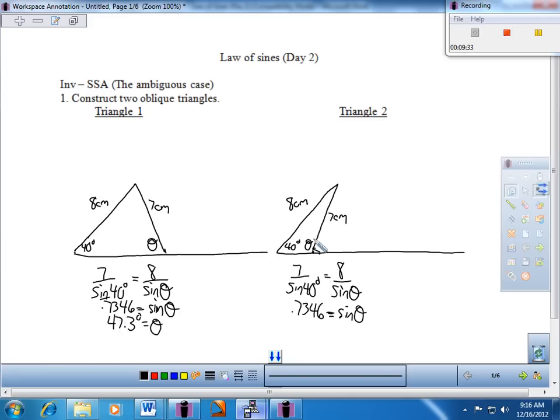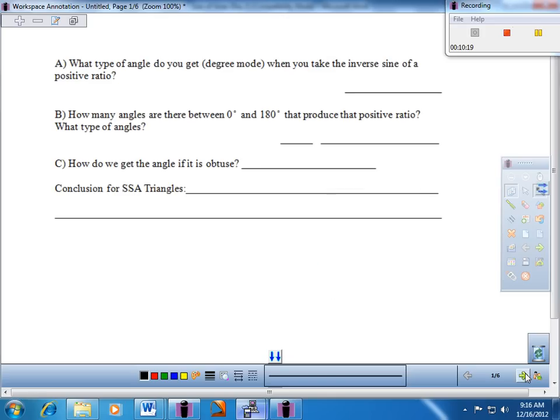Is it possible for an inverse sine to give us an obtuse angle, something that's bigger than 90 degrees? Absolutely not. So let's answer a couple questions with this, and then we'll figure out what that one is, by the way, in just a couple minutes. So I have a couple probing questions here to get us thinking about it.